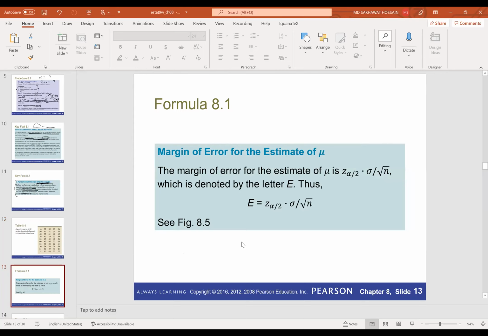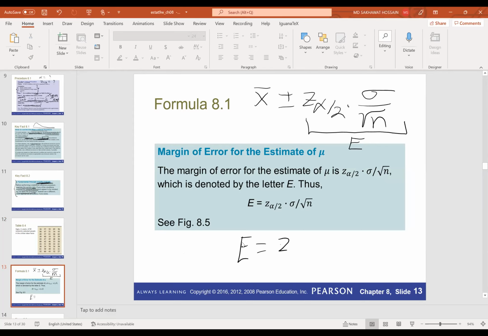then we'll discuss the margin of error for the estimate of mu. Okay, so we know the formula for the confidence interval, which is x bar plus minus z alpha over 2 times sigma over square root of n. This part is called the margin of error, or E. E is the margin of error. So the margin of error is equal to z alpha over 2 times sigma over square root of n.